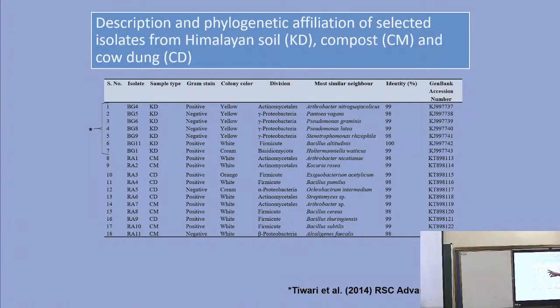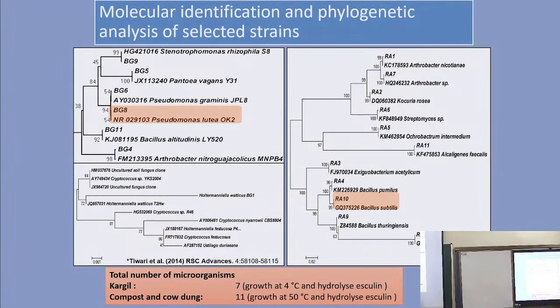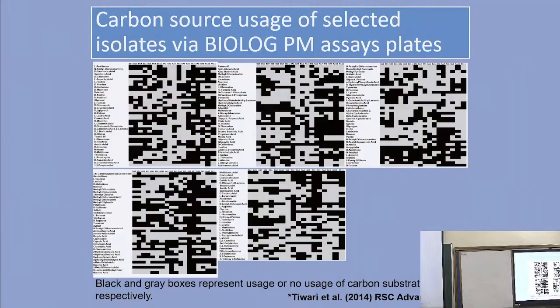So if you see, these are the different isolates which we got from various areas, and then we identified them. The total number of microorganisms from Kargil was 7, and from compost and cow dung 11. So both one psychrophilic and one thermophilic. You can see one at 50 degrees and one at 4 degrees. So we had both enzymes, beta glucosidases.